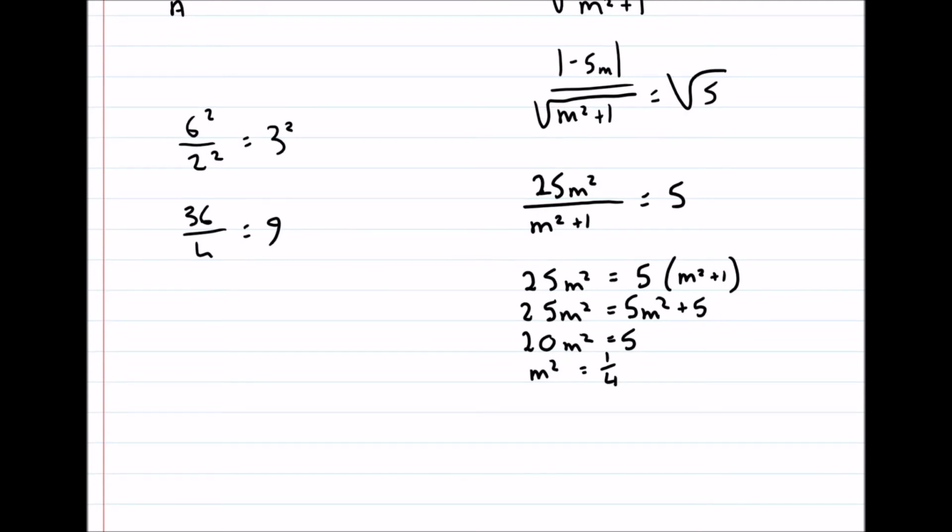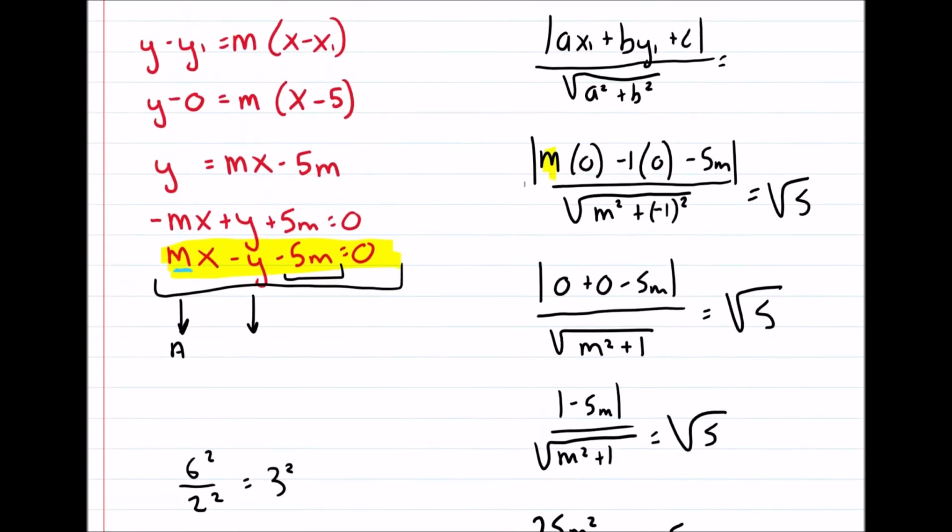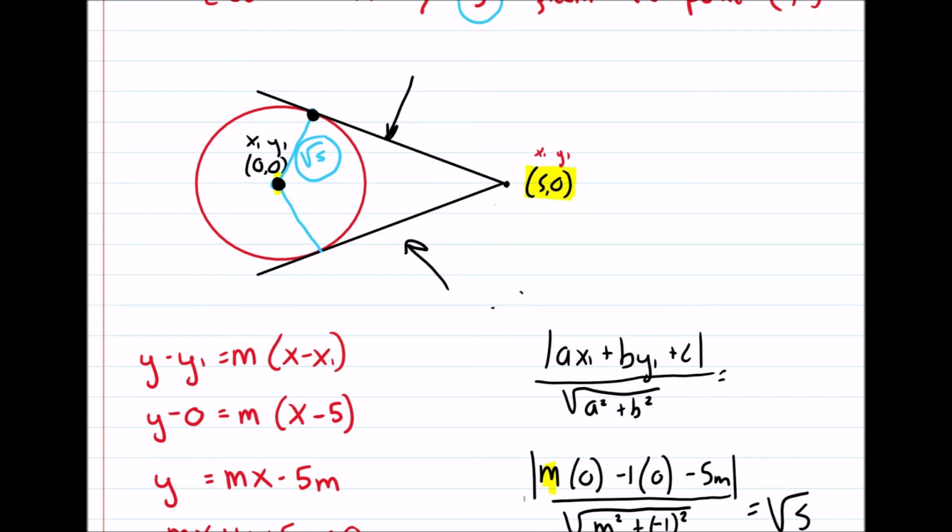So m squared is a quarter, so m equals a half or minus a half. Okay, if we think about it, a half squared is a quarter, but also minus a half squared is a quarter. So the slopes then we have a half and minus a half. So we have the slopes. So look up here. One of those slopes is going to be a half and the other is going to be minus a half. So we're nearly there.